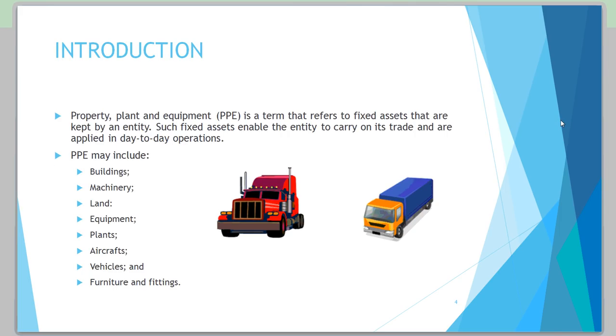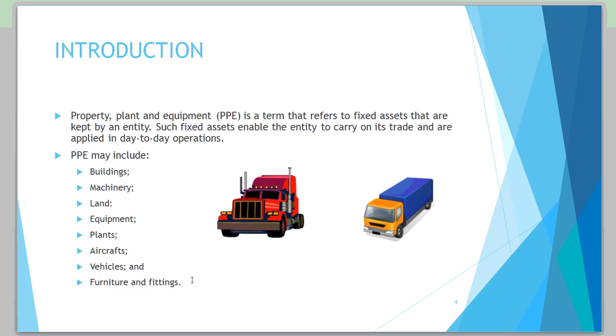So property, plant and equipment is a term that we use to refer to the fixed assets that are kept by an entity. I know that you have done PPE notes before and you are familiar with property, plant and equipment. These fixed assets enable the entity to carry on its trade and they are applied in day-to-day operations. Now PPE may include the following: buildings, machinery, land, equipment, plants, aircraft, vehicles, and furniture and fittings.